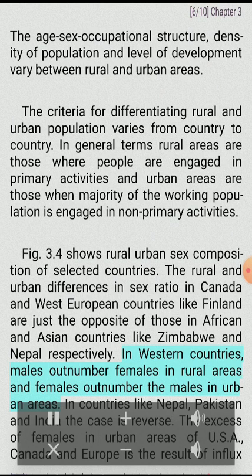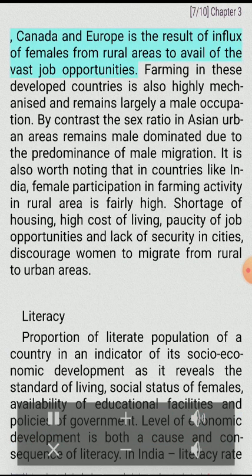In Western countries, males outnumber females in rural areas and females outnumber the males in urban areas. In countries like Nepal, Pakistan and India, the case is reverse. The excess of females in urban areas of U.S.A., Canada and Europe is the result of influx of females from rural areas to avail of the vast job opportunities. Farming in these developed countries is also highly mechanized and remains largely a male occupation. By contrast, the sex ratio in Asian urban areas remains male-dominated due to the predominance of male migration.